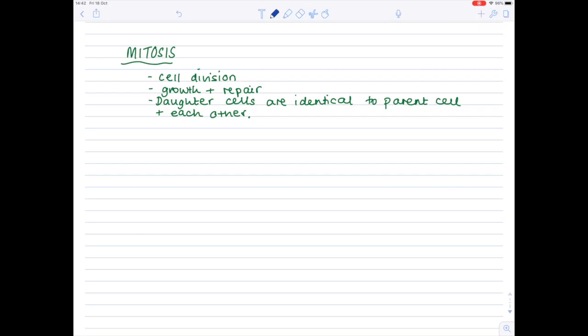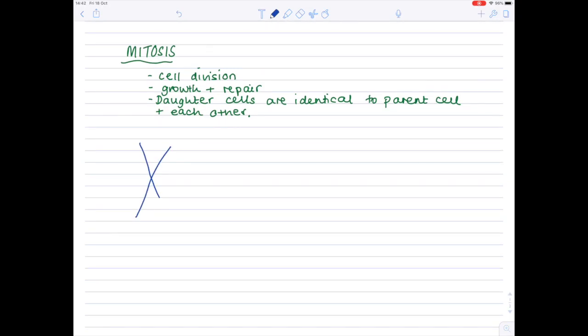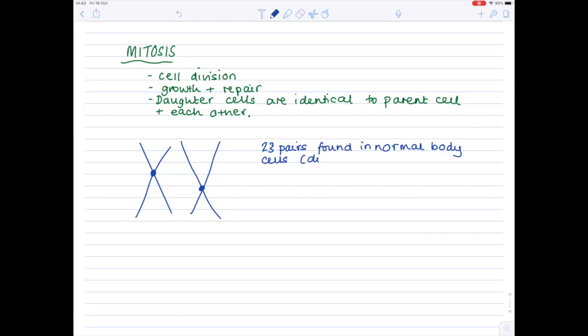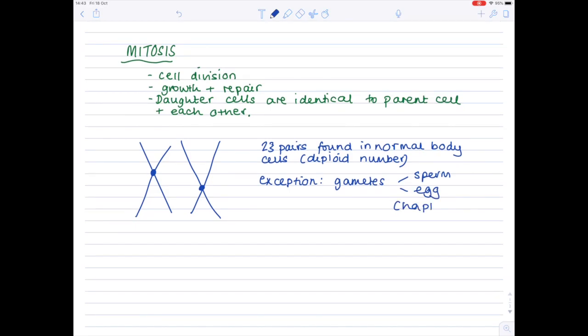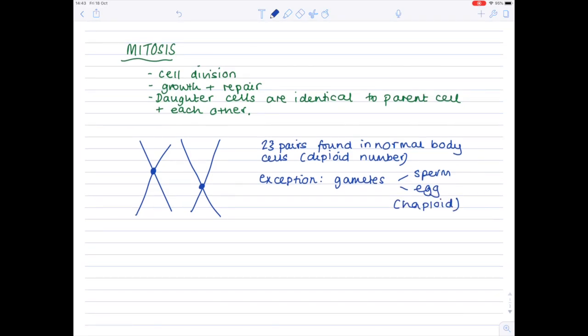Just a quick note on chromosomes. Remember that you find these within the nucleus, so 23 pairs are found in normal body cells. And this is a diploid number, remember. The exception is gametes, such as sperm and egg, which only contain a haploid number, so one set of chromosomes. Focusing in on the structure of the chromosome, they are made up of two sister chromatids, which are joined at a structure in the middle known as the centromere.